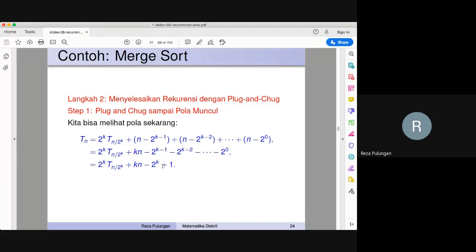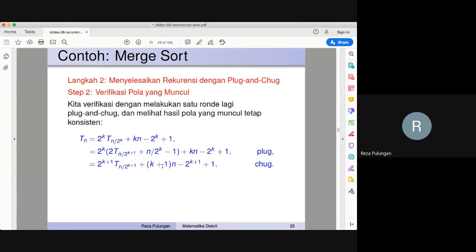Okay, so this is basically the second step. Now let's see the second step. The second step is basically to verify the pattern that we have. How do we verify it? Perform once more plug and chug. This is the original pattern, and we are performing once more plug and chug. What is once more plug and chug? 2 to the power of k, Tn divided by 2 to the power of k.